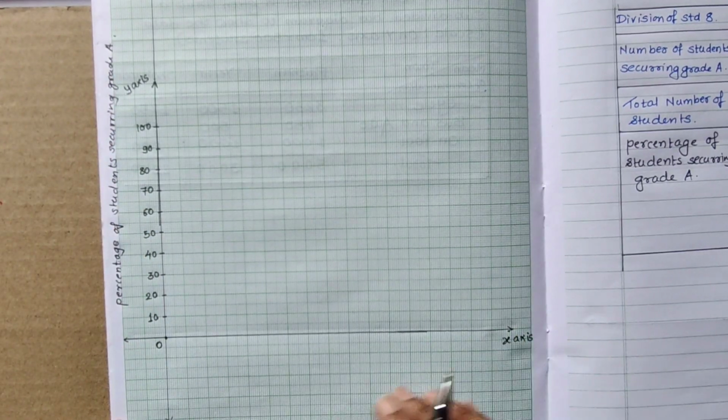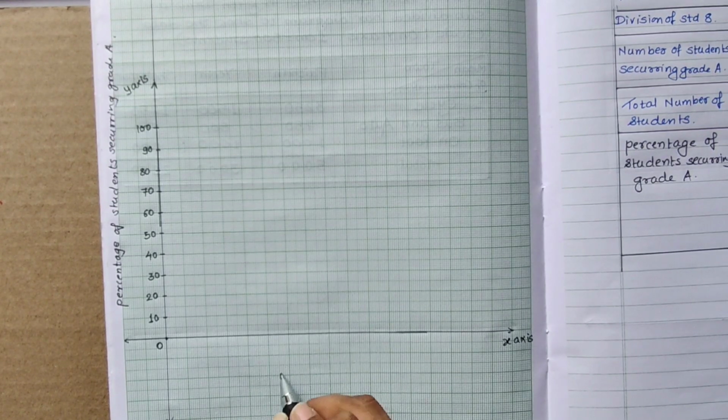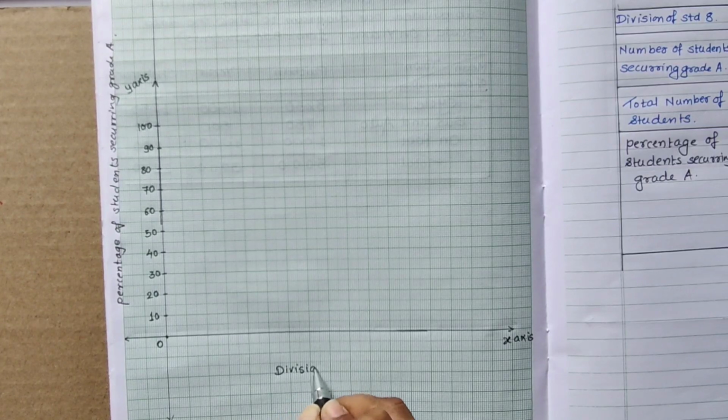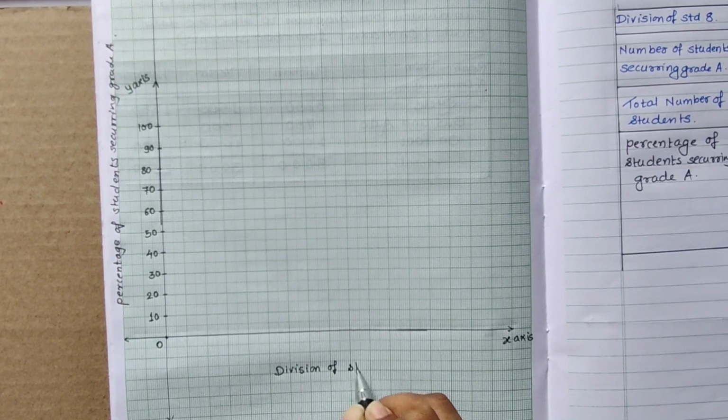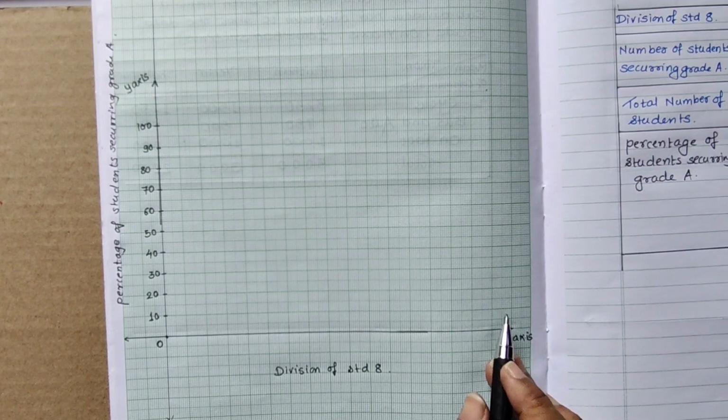Now on x-axis what we have to take? It is the division of standard 8th. So here I am going to write division of standard 8. A, B, C, D, we will be drawing the bars.